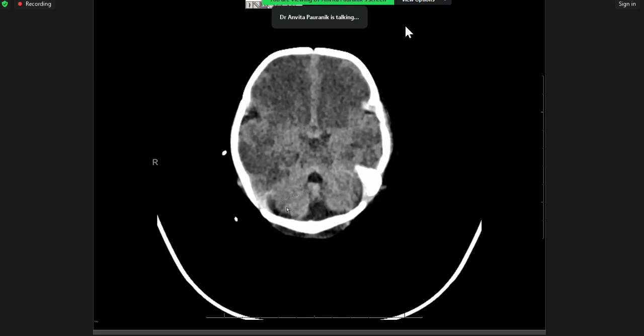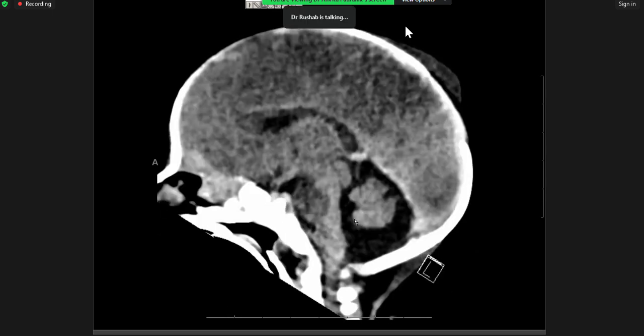What is this structure anatomically? Vermis. Vermis, perfect. So somebody has written Vermian hypoplasia. Do you think this is Vermian hypoplasia? No, ma'am. The cisterna magna is prominent, but the vermis looks normal. We'll have to check later.